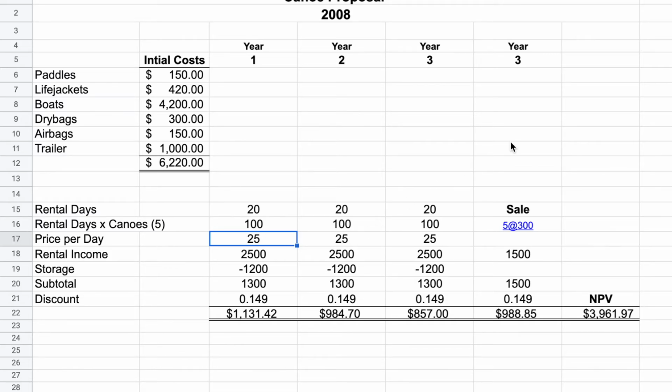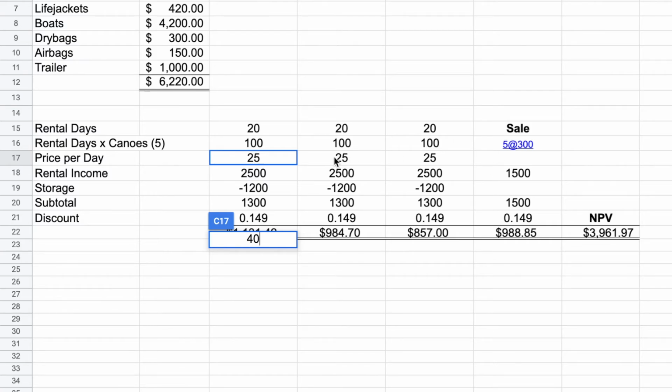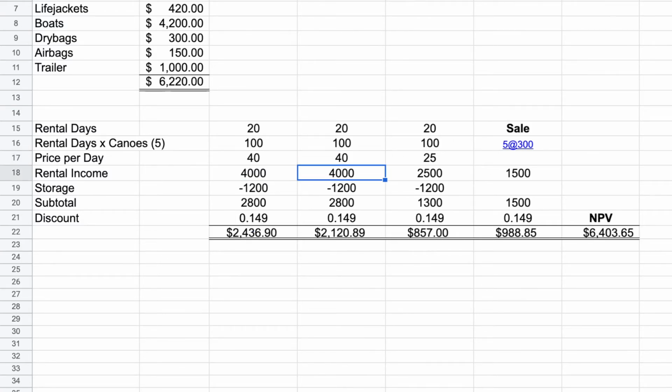So one of the things, once you have this set up, is you can start to play with what-if analysis. So I'm going to change the rental price, if I can do this without messing things up, to $40, which is probably a little more realistic, with inflation and the passage of time. You're not going to be able to rent a canoe for $25 a day anymore. So I'm going to go with 40.